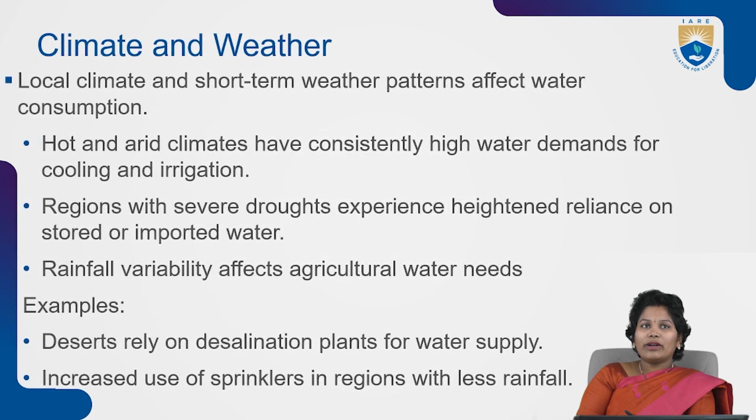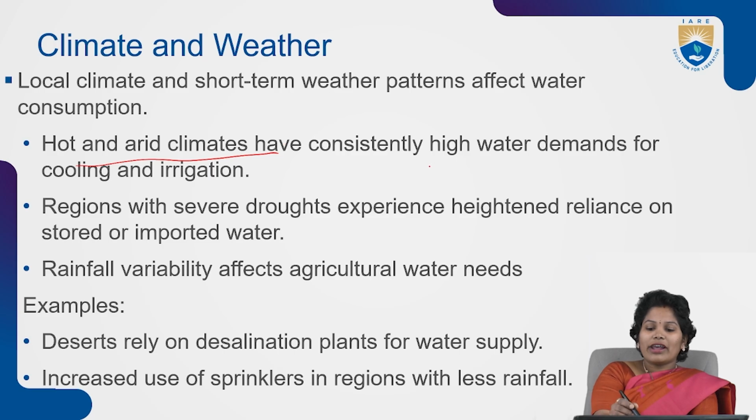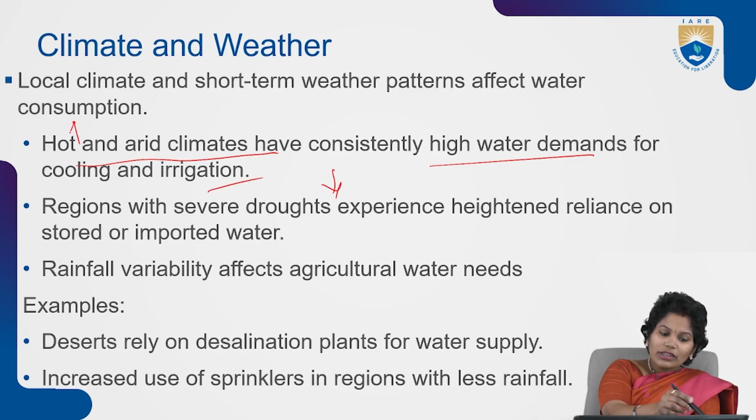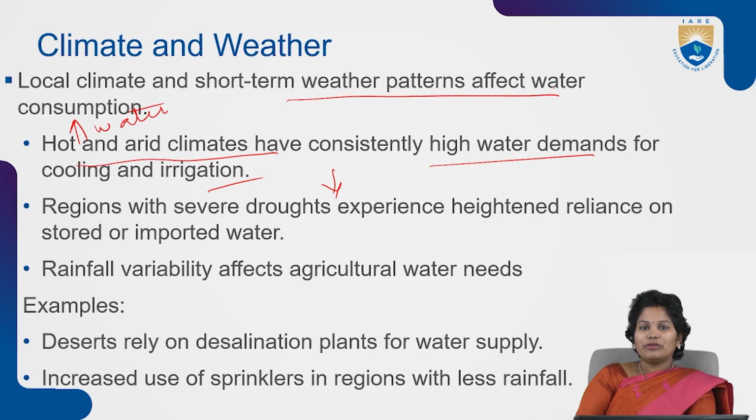Here climate and weather are also influencing. If it is a hot climate, then we require high water demand, and if it has a lower temperature, then we see less water usage. If it is hot, more water usage is required. Depending upon the weather condition, the pattern of water consumption changes, right?